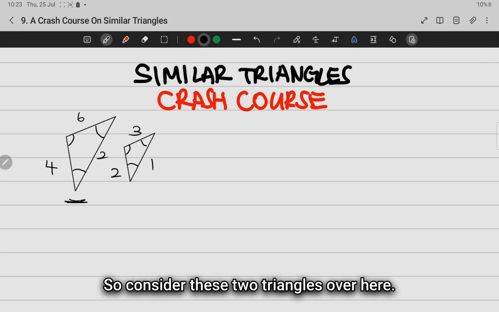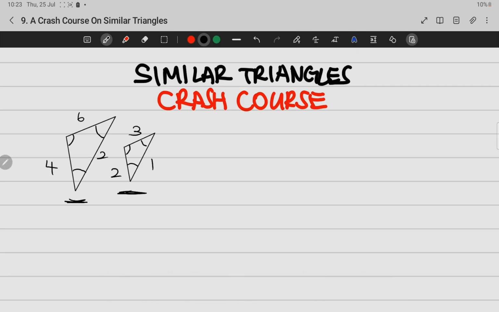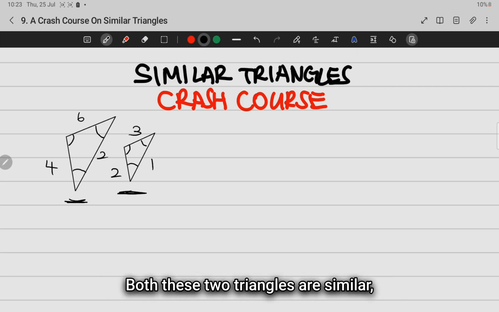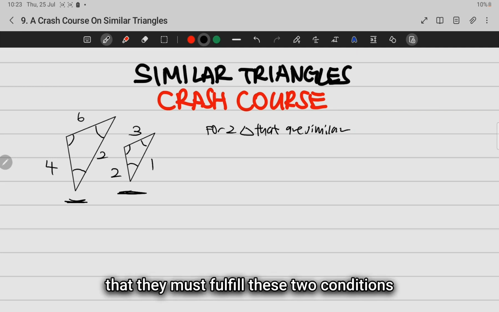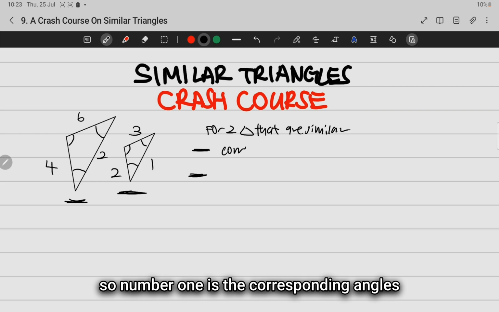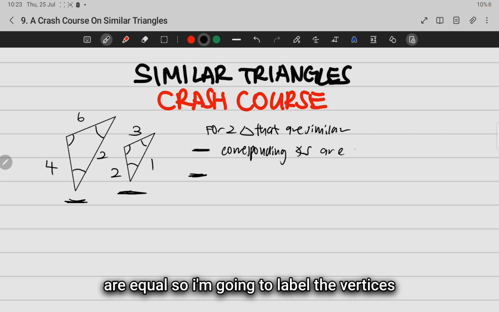So consider these two triangles over here, right? We call them similar. Both these two triangles are similar, but how do we really quantify or tell whether they are similar? It all comes down to two things. For two triangles that are similar, they must fulfill these two conditions. Number one is the corresponding angles are equal.